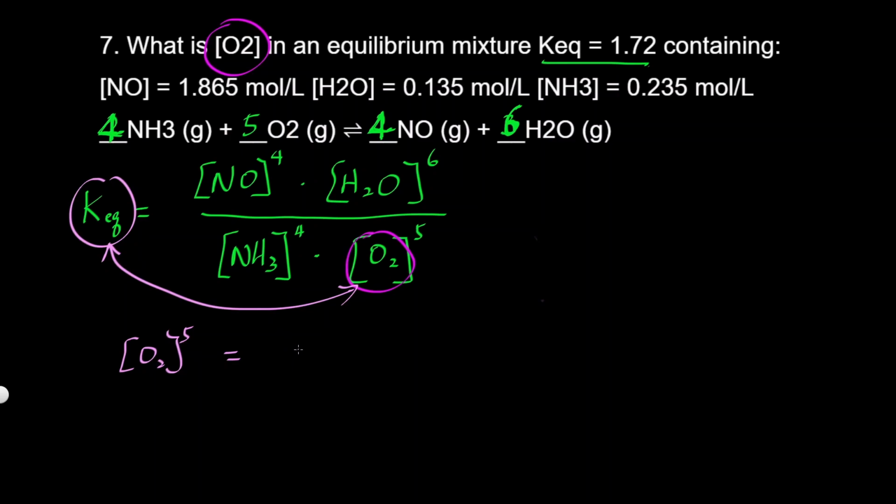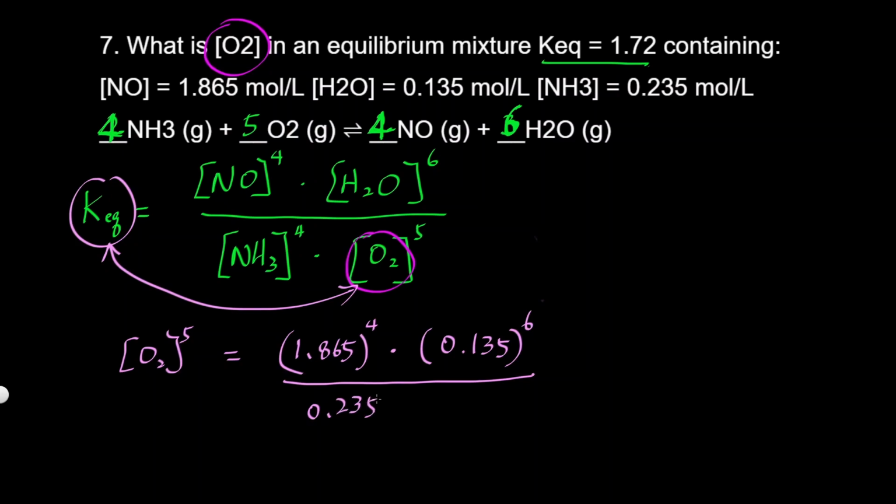NO to the fourth is what? 1.865 to the fourth power. You have to be careful. There'll be a lot of numbers here. Water vapor, 0.135 to the sixth power, everything over ammonia, 0.235 to the fourth power. And then KEQ goes at the bottom right there.